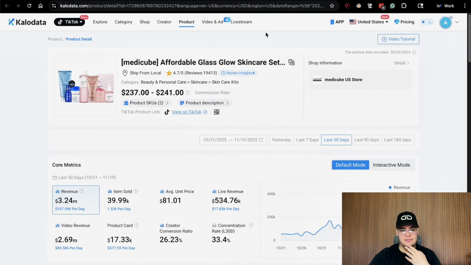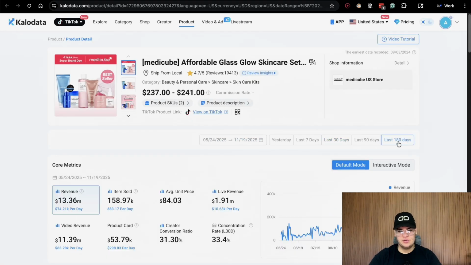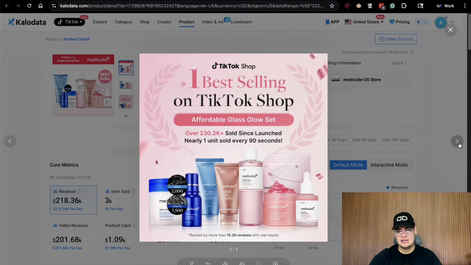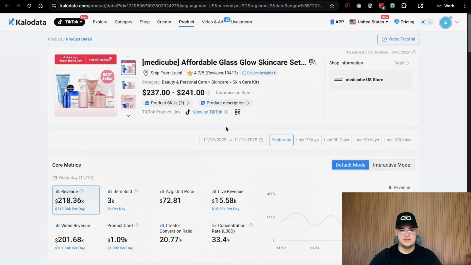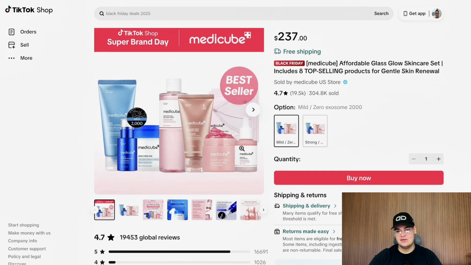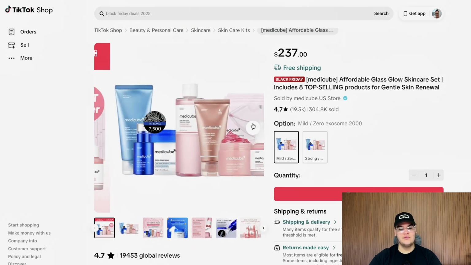So if we dig into this product, we can see a bunch of information. Let's move over to 180 days, or actually this is due yesterday. So yesterday we can see they did $218,000 in sales. We can go in here and we can see their product photos. Now what I recommend is pulling it up on your phone, just because we can go right here to their actual product listing, but you can't really tell exactly what's going on if you don't look at it at the phone.